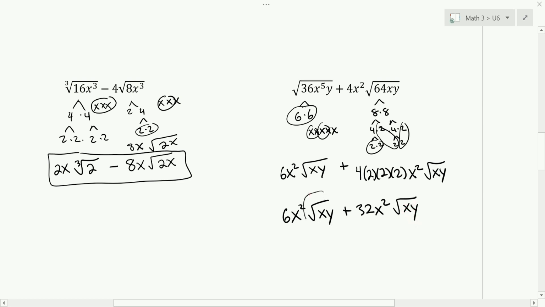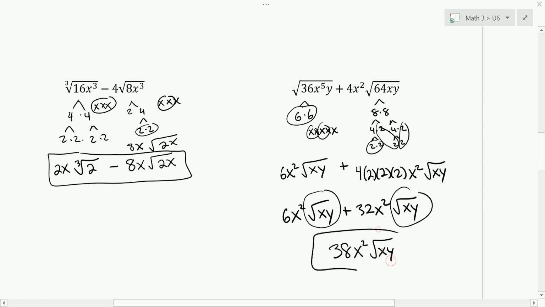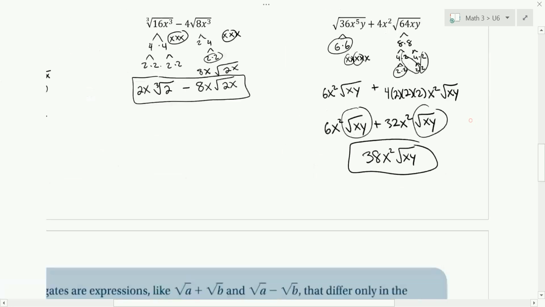And then can we add these together? Yes, they both have a square root of xy. So we add the 6x squared and the 32x squared. When we add those, well, 6 plus 32 is 38. X squared plus x squared, is that x to the fourth or x squared? Just keep it x squared. Yeah, good. All right.